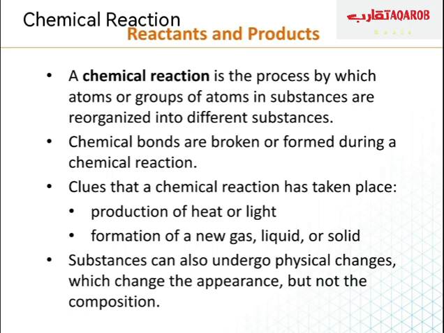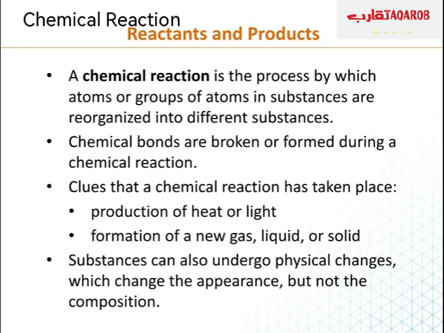Let's start with a chemical reaction. If we want to know the meaning of the chemical reaction, you have to put in your mind that we have something called reactant and the products. So, a chemical reaction is the process by which atoms or groups of atoms in substances are reorganized into different substances. Chemical bonds are broken or formed during a chemical reaction.